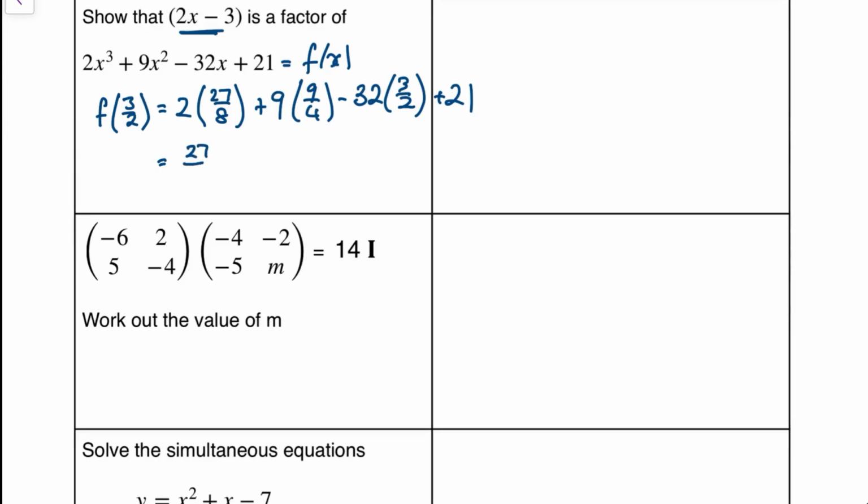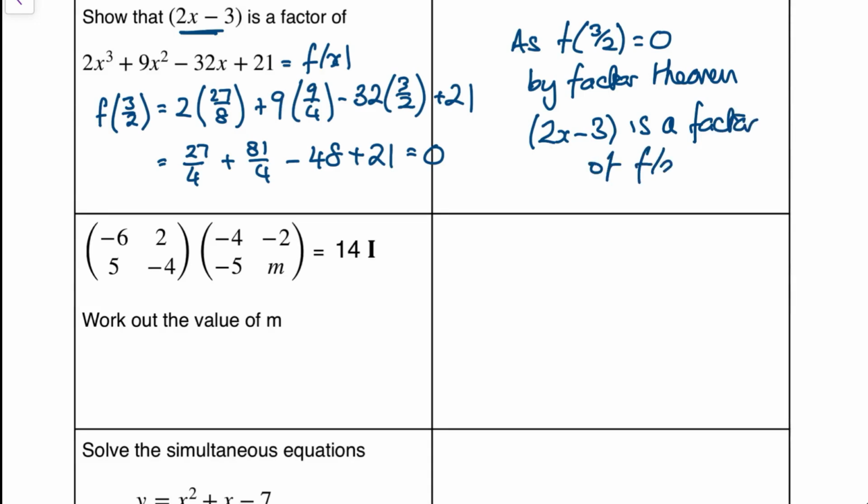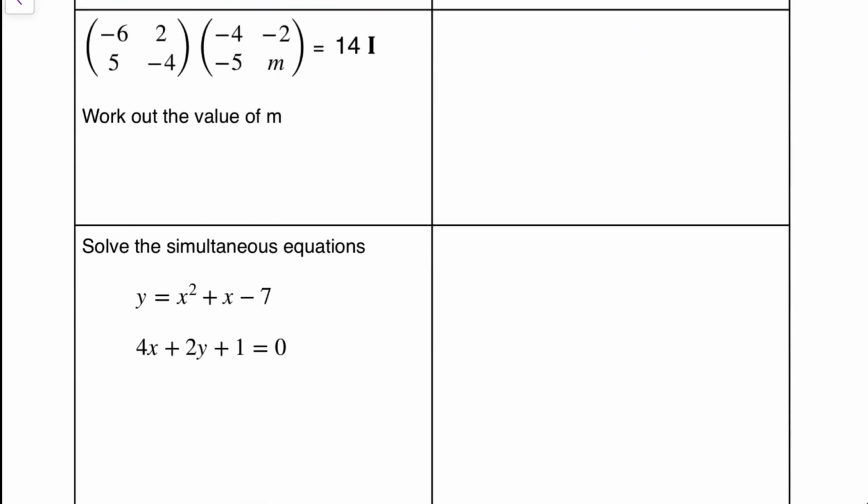If there's 3 or 4 marks, which there won't be, then at least another line of working. So I'm going to say that's 27 over 4 plus 81 over 4 minus 90, well, divided by 2, isn't it? So 16 times 3 is 48 plus 21, and that does indeed equal 0. Then you need your conclusion. Answer the question as f of 3 over 2 equals 0 by factor theorem. Therefore, 2x minus 3 is a factor of f of x. And done. Conclusion, explanation, question answered. Next question.